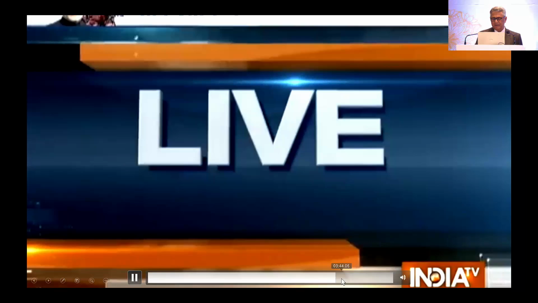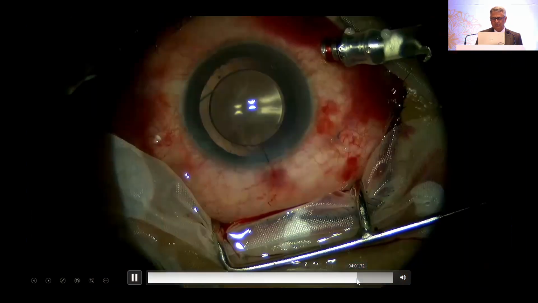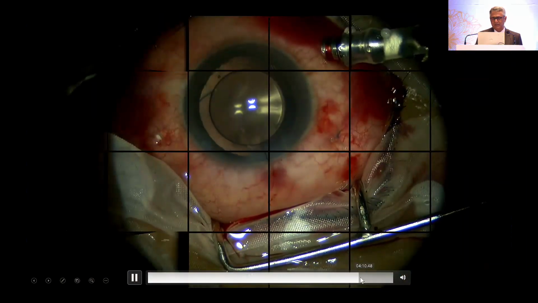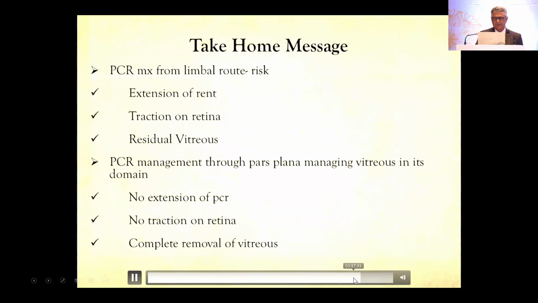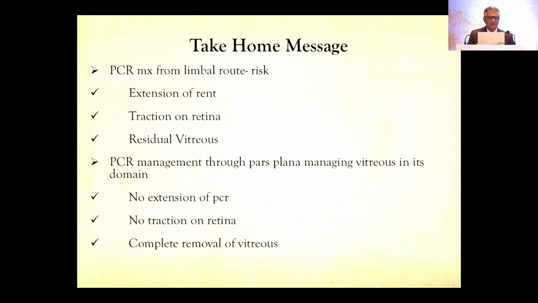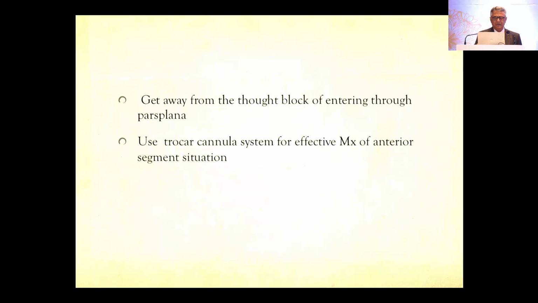This we had copied: wherever there is an enemy, you should strike that. And then this lens was put. So the limbal route carries the risk of extension, traction, and residual vitreous, whereas through pars plana, although there is always an inertia or hesitancy, there is the possibility of extension of PCR, traction onto the retina, and the possibility of complete removal of vitreous.